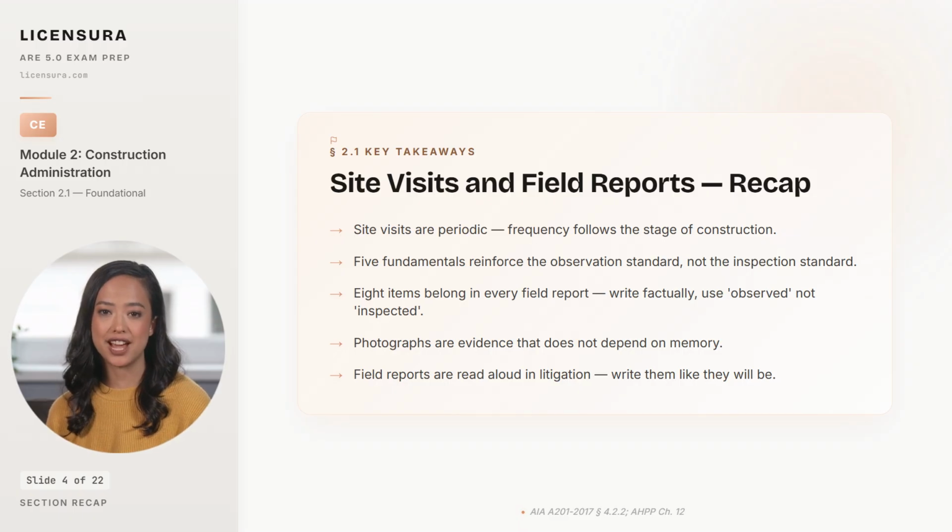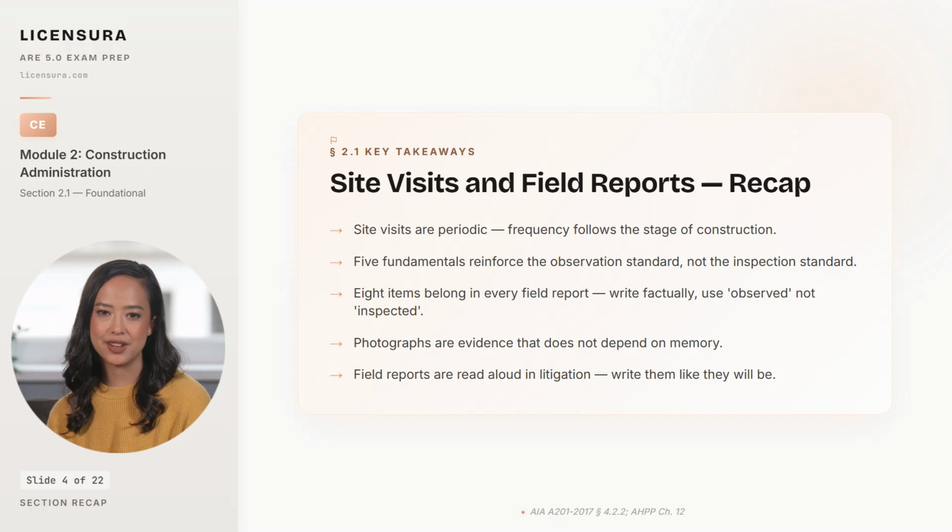5 takeaways from site visits and field reports. Site visits are periodic, with frequency keyed to the stage of construction, not daily, not continuous, not on the schedule the contractor sets for you. The 5 fundamentals, frequency, purpose, authority, documentation, and limitation, all reinforce the observation standard rather than the inspection standard. The 8-item field report checklist gives you the structure to write factually and consistently, and the single most important word in any field report is the verb observed, never inspected.